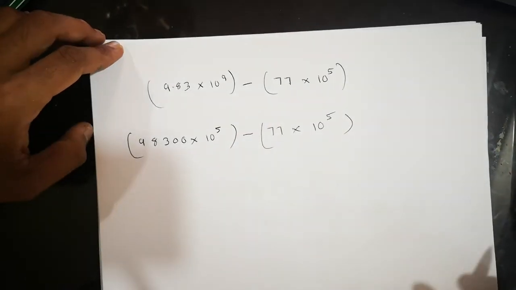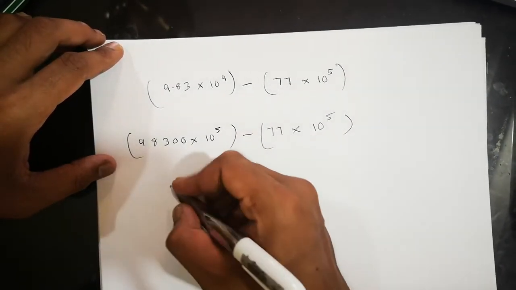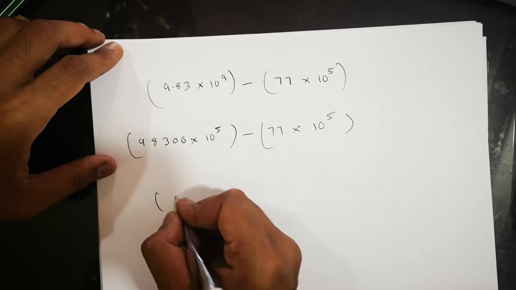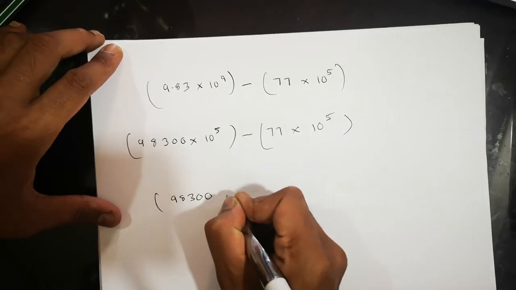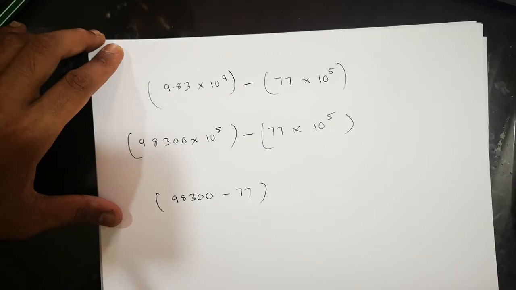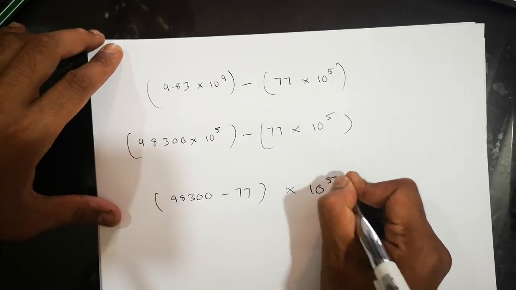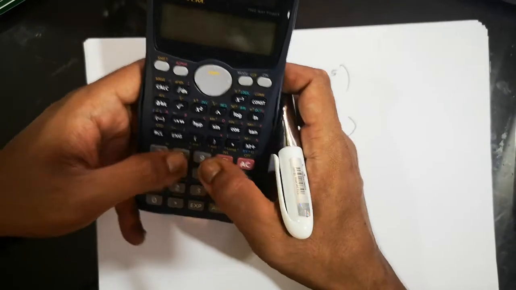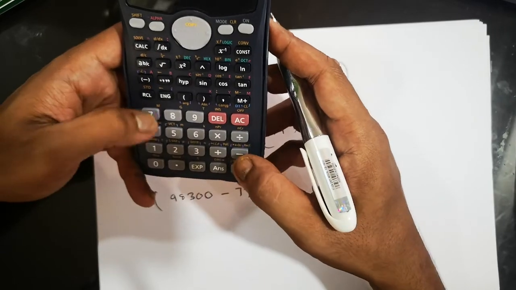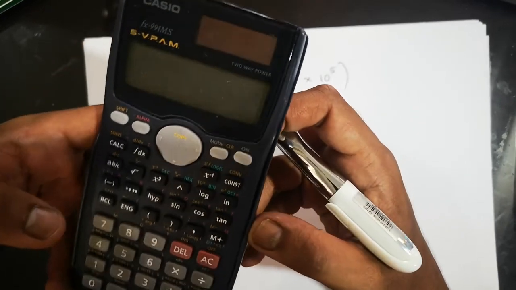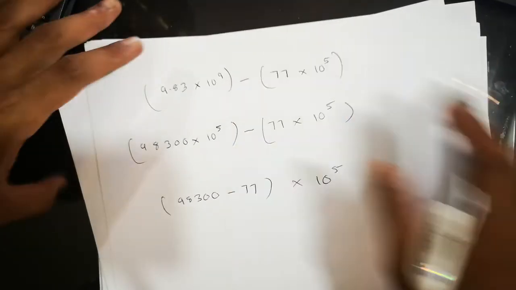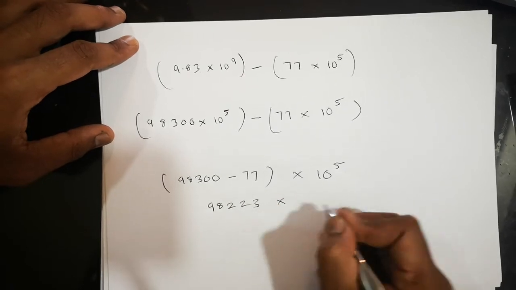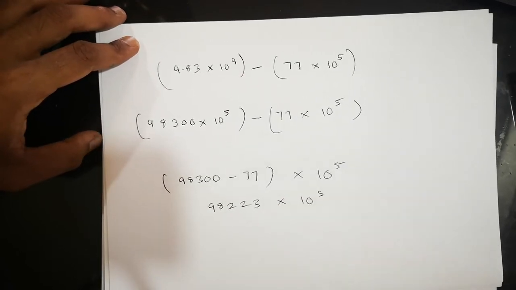So what you do next is the same thing. 98300 minus 77. Then you multiply by the same power. Nothing changes. Key in my calculator, 98300 minus 77. I'll get 98223 times 10 to the power of 5.